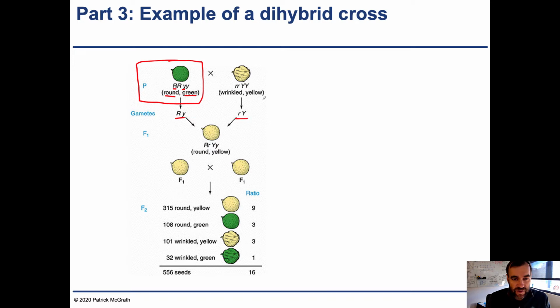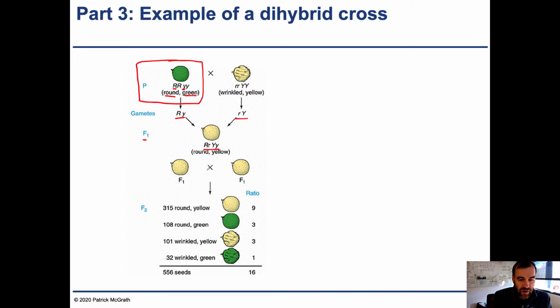Same thing for the other individual. When we combine these two together to create the F1 generation, we end up with a heterozygote. So this F1 is heterozygote at both genes. This one is round and yellow. Based upon how the cross was done, we have offspring that doesn't share any one phenotype with the parent. It shares the round character with the first parent, but it shares the yellow trait with the second parent.